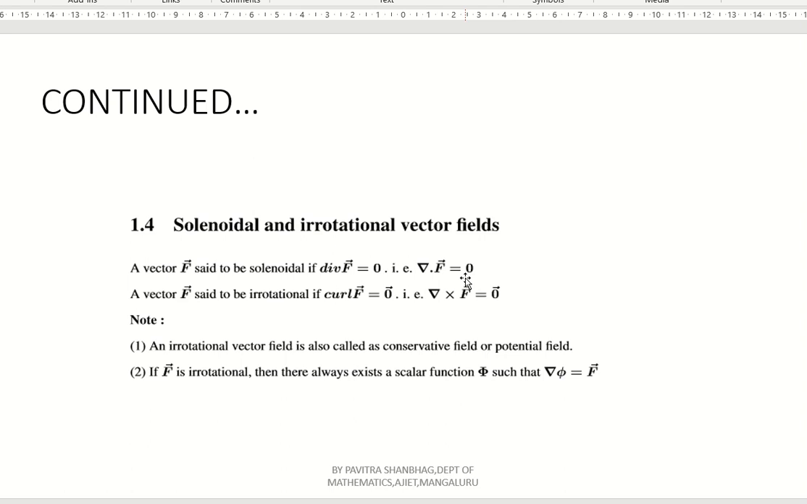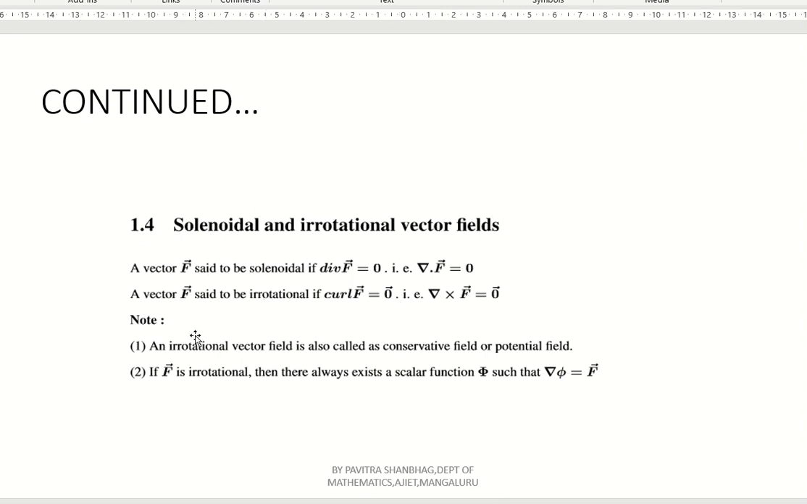Now, a vector capital F is said to be irrotational. Irrotational is also called a conservative force field, or a potential force field. We can call it by two or three names. When we say that it is irrotational, that is curl of the given vector equal to null vector or zero vector. So curl f equal to 0 vector or del cross f equal to 0 vector, then we say that the given vector is irrotational.